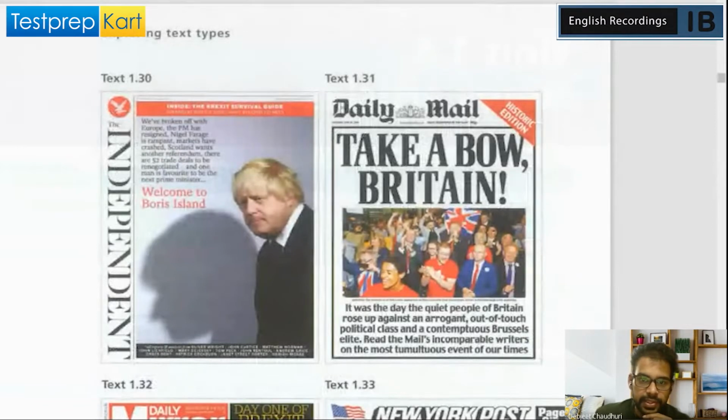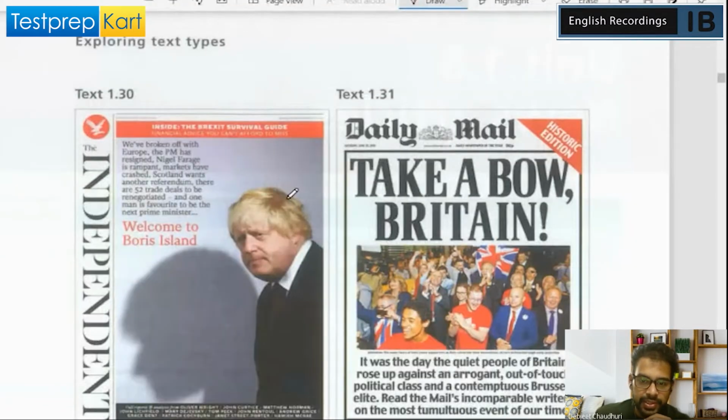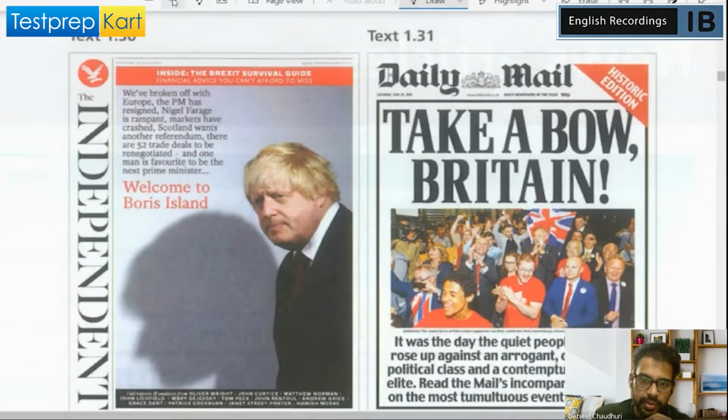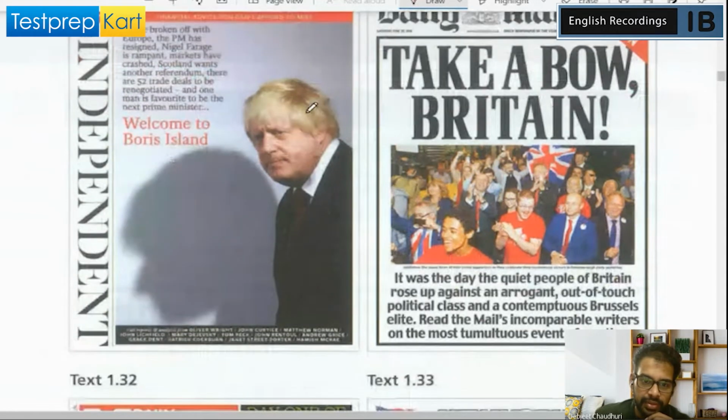So first, you need to tell me if image one is Brexit, right? Britain exiting the European Union. So read the image given on the left and tell me, is it pro Brexit? Are they happy about Brexit, the people of this newspaper, or are they angry about it? The Independent.